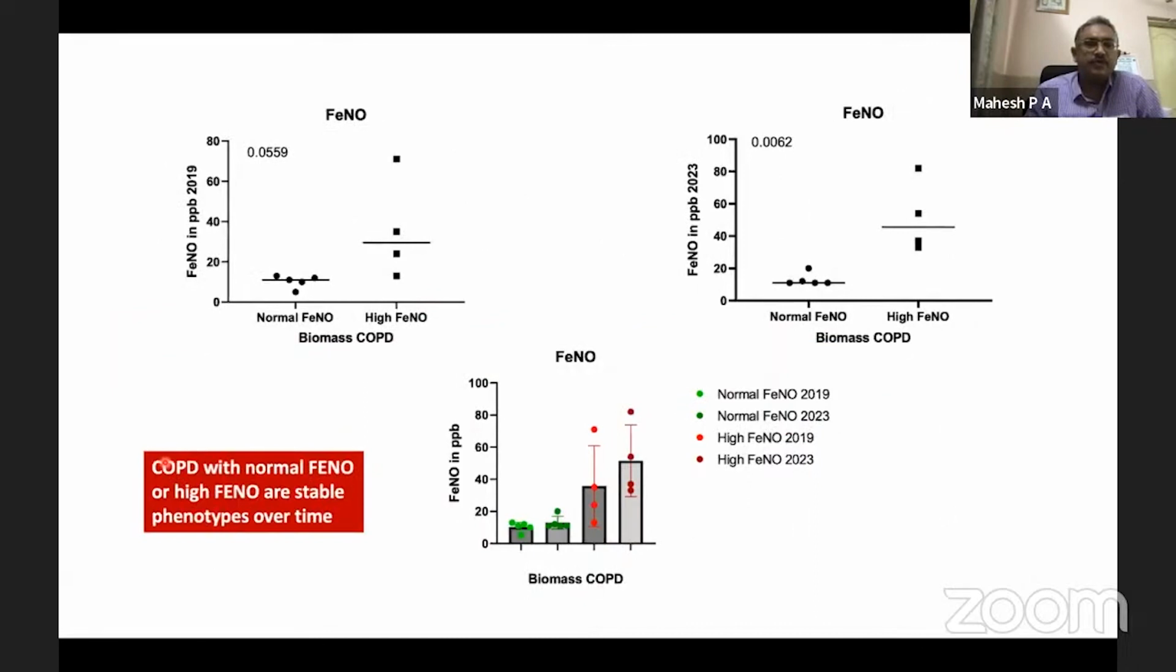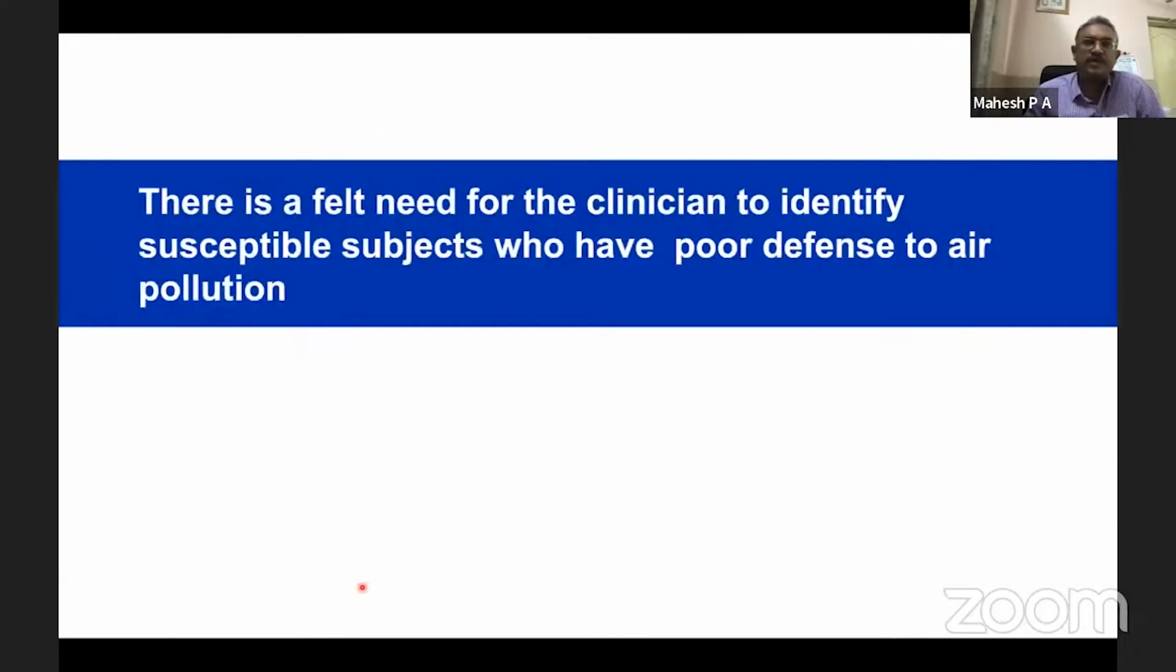So when we look at the phenotype, are they stable? Are they going to shift over time? Over 4 years, people with high FeNO actually had higher FeNO. There was hardly any shift. People with normal FeNO remained people with normal FeNO. This is 2019 and 2023. So it's a fairly stable phenotype that you see over time.